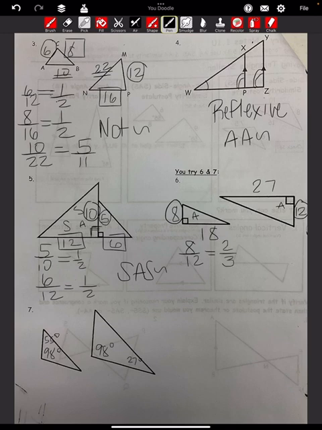All right? And then we're going to say 18 and 27. So again, 18, 27. The greatest common factor here is 9. So 18 divided by 9 is 2, and 27 divided by 9 is 3. So these check out. So we're going to say side, angle, side, similarity.